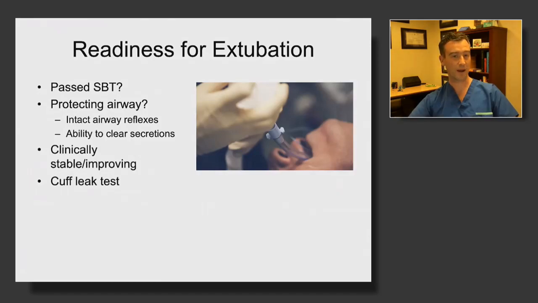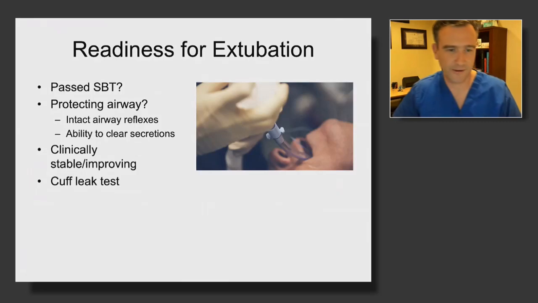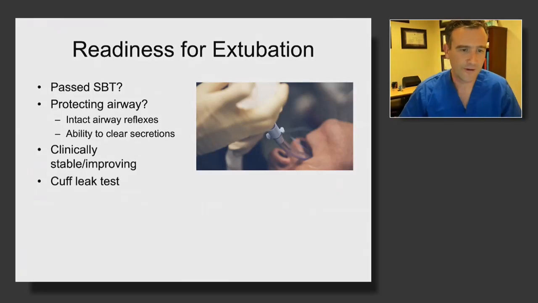Are they sufficiently awake to protect their airway? Do they have a reasonable cough and ability to clear secretions? Are their secretions and sputum production excessive such that they're just going to plug up and develop respiratory distress? And of course, your general assessment of their clinical stability and improvement. You don't want to extubate a patient when they're possibly deteriorating overall. And sometimes we'll use something called a cuff leak test, which basically is a way of testing for the development of edema in the trachea at the site of the inflated cuff on the endotracheal tube.